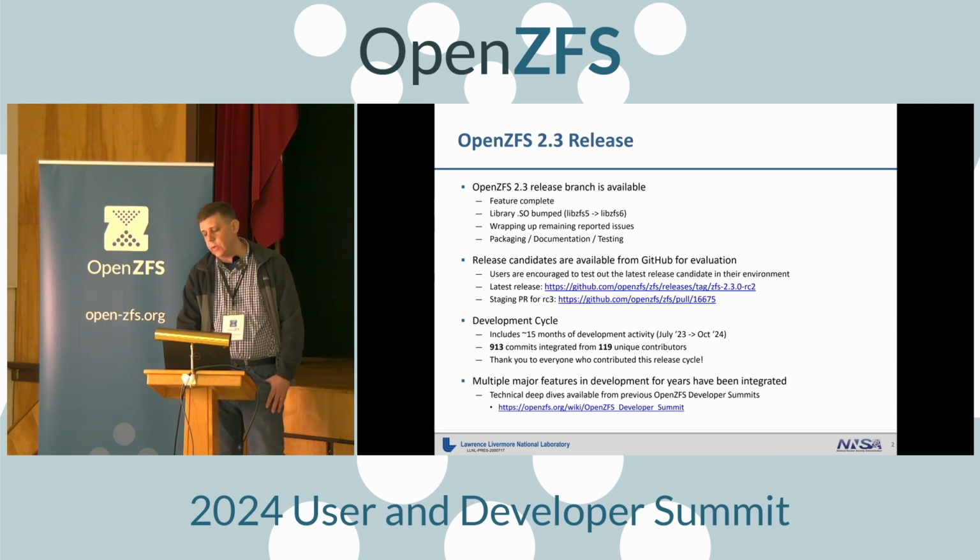Like I mentioned earlier, typically we shoot to put out a release every 12 months. In practice, that doesn't often happen. Usually it's more like 15 to 18 months, right? So we're about 15 months into the 2.3 release cycle.